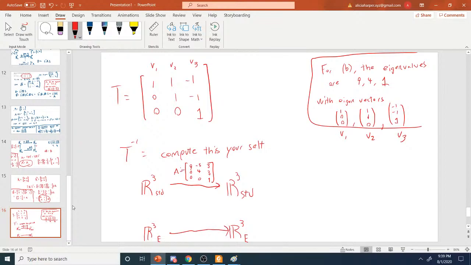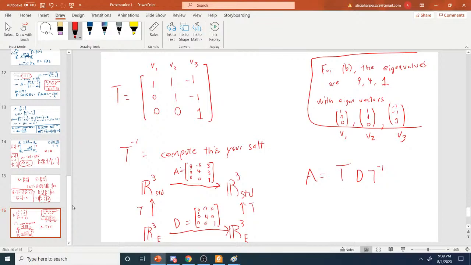And right here, my diagonal matrix is given by something with 9 up here, 4 here, 1 here, and 0 everywhere else. And I have T and T. So this shows me that A is equal to, well, I go down by T inverse, and then I go across by D, and then I go back up by T.